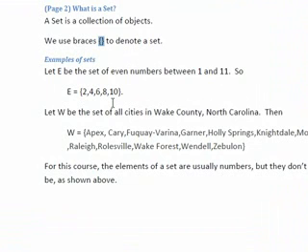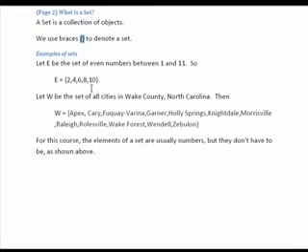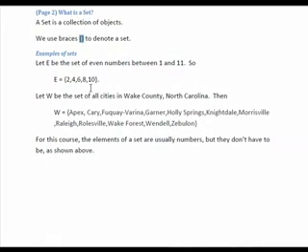Let E be the set of even numbers between 1 and 11. So E is the set consisting of the numbers 2, 4, 6, 8, and 10. 12 is not in the set because it's not between 1 and 11. And 5 is not in the set because it is not an even number. To demonstrate that sets don't have to contain numbers, let W be the set of all cities in Wake County, North Carolina. Then here is a listing of all the cities, at least for now. That can change, obviously.